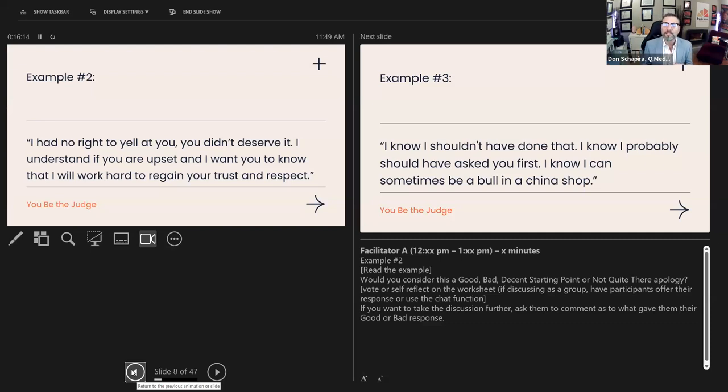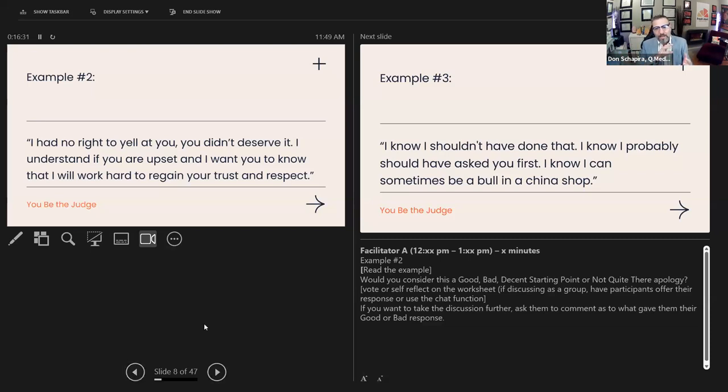So considering that, can we apologize without ever saying, "I apologize," or "I am sorry"? So what is an apology? How do we unravel that? "You know, I shouldn't have done that." "I know I probably should have asked you first." "I know I sometimes can be a bull in a china shop."